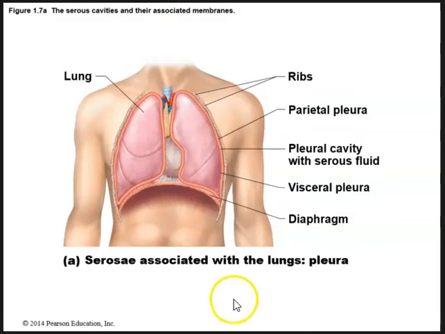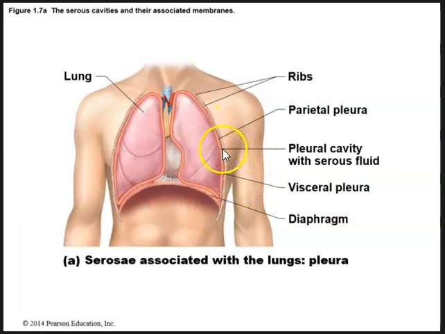So the first serosa we're going to talk about is the serosa associated with the lungs. They're called the pleura. Okay. So here we have the lung, or the organ, surrounded by the two layers of the serous membrane. The one layer that's closely attached to the lungs would be considered the visceral pleura. And then you have the space, which contains the serous fluid, or the pleural fluid. And then you have that outer layer, the layer that lines the thoracic cavity, and that is known as the parietal pleura.